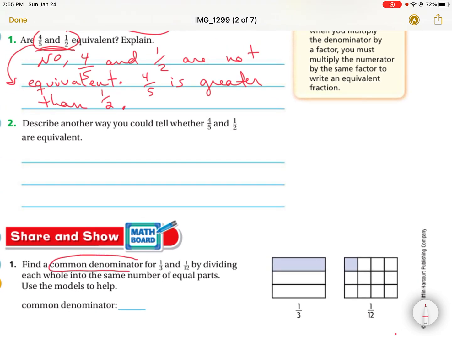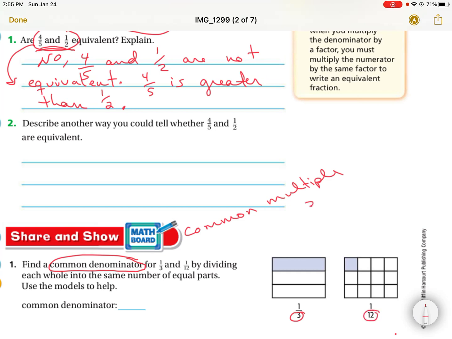Again, you're finding a common denominator. Common denominator is the same thing as finding a common multiple. And we have been doing that for weeks. All right. So we have 1/3 and 1/12. They're not cut the same size. One is cut in 3 pieces and one is cut in 12.